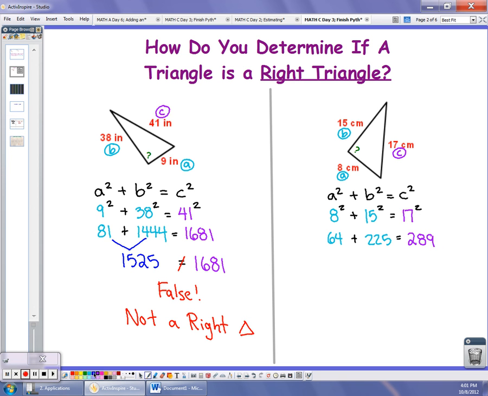Again, our instincts tell us to go ahead and add the two numbers, 64 and 225, and that gives us 289. We'll once again bring down the equal sign, and bring down the other 289. And we have a statement saying 289 is equal to 289. This is a true statement. Since it is true, we can conclude that this is a right triangle.